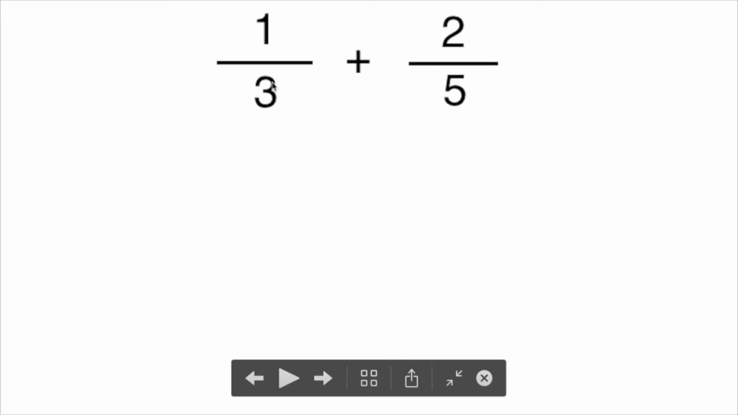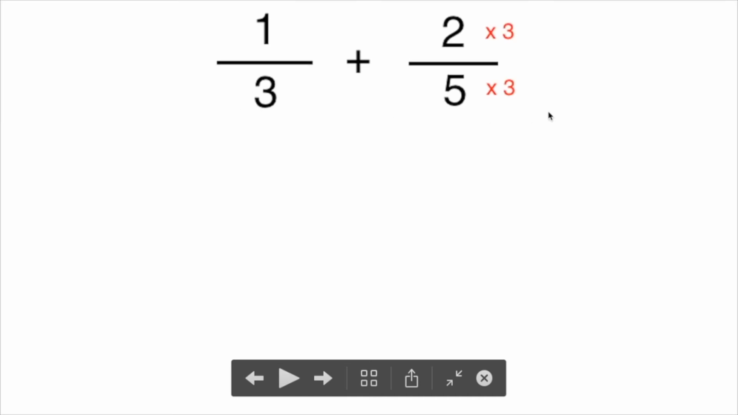We can change them. We have to find a number that is a common multiple of 3 and 5. So that's a number that divides by 3 and divides by 5 and doesn't have any remainder. So that would be 15. 15 can divide by 3 and 15 can divide by 5. So we have to change those denominators so that they're both 15. Well, how do we do that?